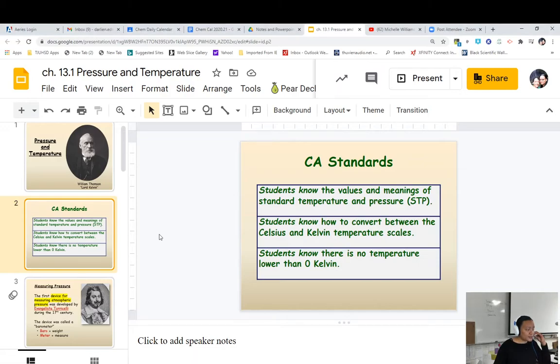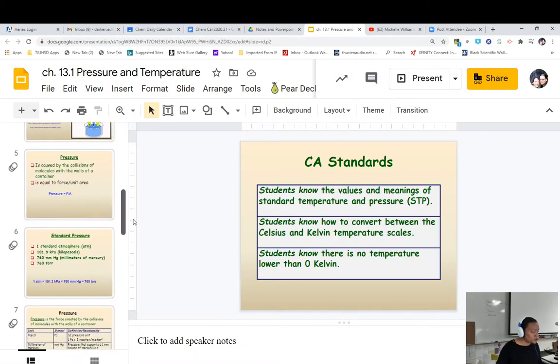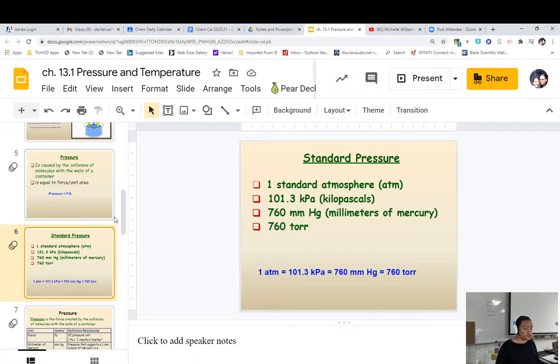All right, so STP stands for standard temperature and pressure. When you say standard temperature and pressure, we're looking at readings at a specific temperature and a specific pressure. All right, so that's going to be your STP, standard. So last time we talked about those specific measurements for pressure. We haven't gotten to temperature yet.